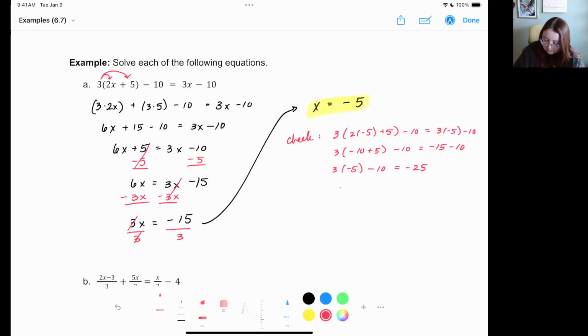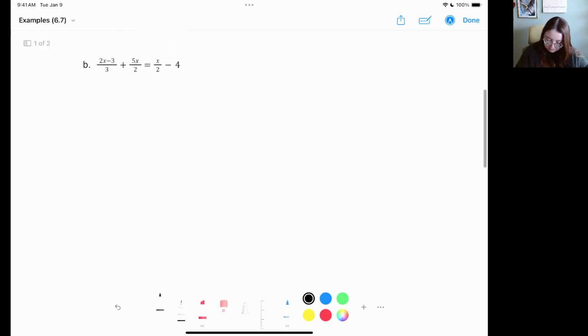So 3 times negative 5 is negative 15 minus 10, which we're still saying is, questionably, a lot of the time when we check, we write like a little question mark, questionably equal to negative 25. And negative 15 minus 10 is negative 25, which is equal to negative 25, which means that checks out, which means your answer was correct. All right, so there we go. That was part A. So let's go on to B.